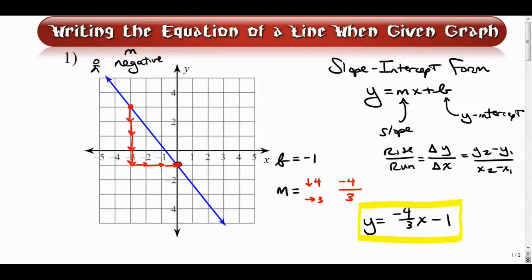So there you go. If you wanted to pick 2 other points, you could have chosen this point right here, down 1, 2, 3, 4, right 1, 2, 3. If you want to change the way that you actually counted, you can go up 1, 2, 3, 4, up 4, and left 1, 2, 3. Left 3. So it's +4 over -3. And guess what? Those are exactly the same.